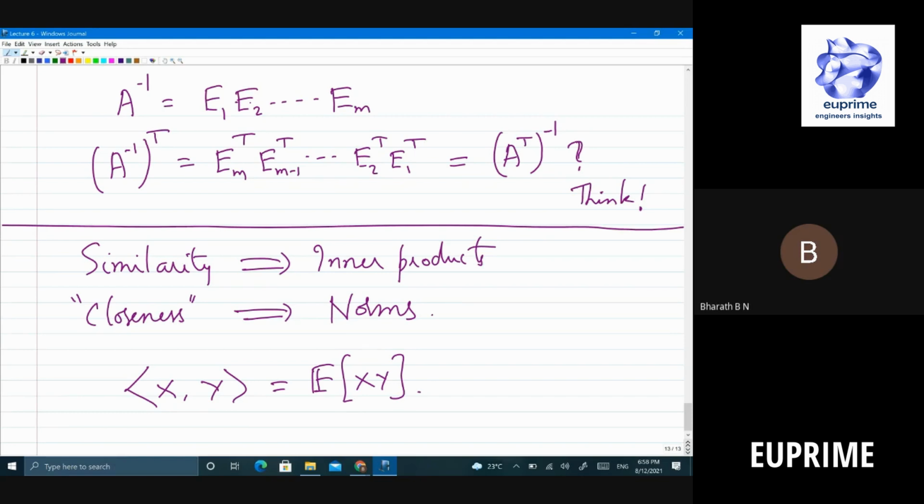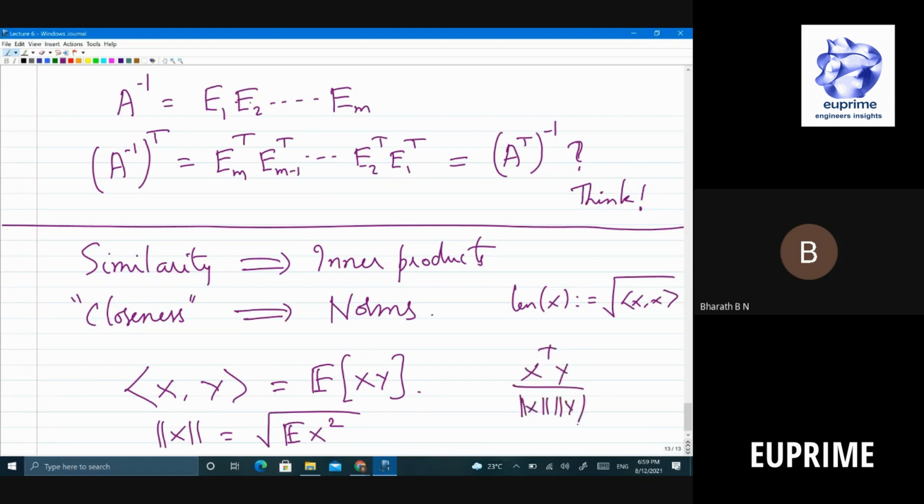So the moment you have the notion of inner product, I know how I can bring in the notion of distance. What is the distance between two vectors? What is the length of a vector? Easy. This is how we define it: the inner product of x with itself, under a root. So the length or norm of x is the root of x squared. How do you define the angle between two vectors? You take x transpose y divided by the norm of x times the norm of y. Because you scale x to make it a unit vector, scale y to make it a unit vector, and look at the inner product.